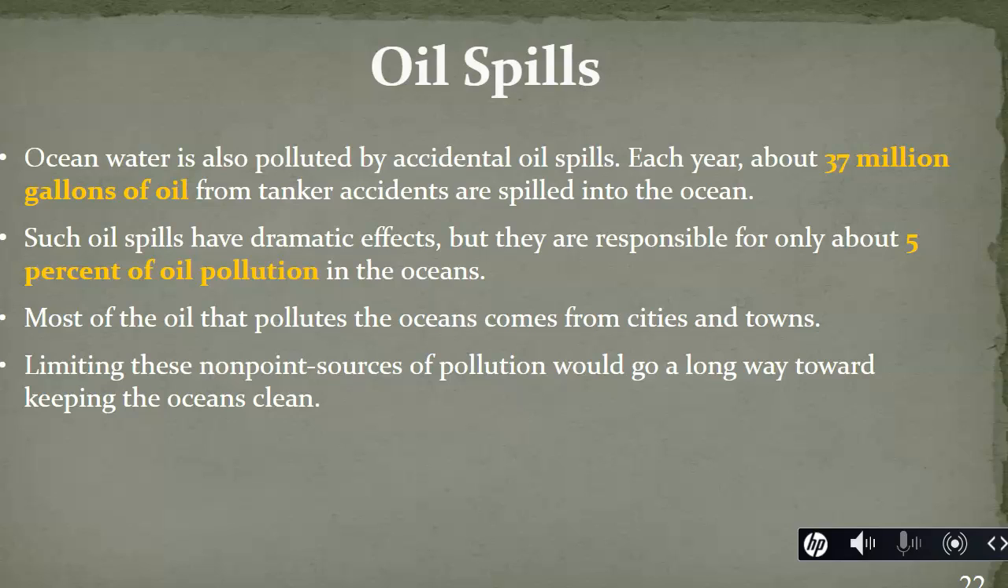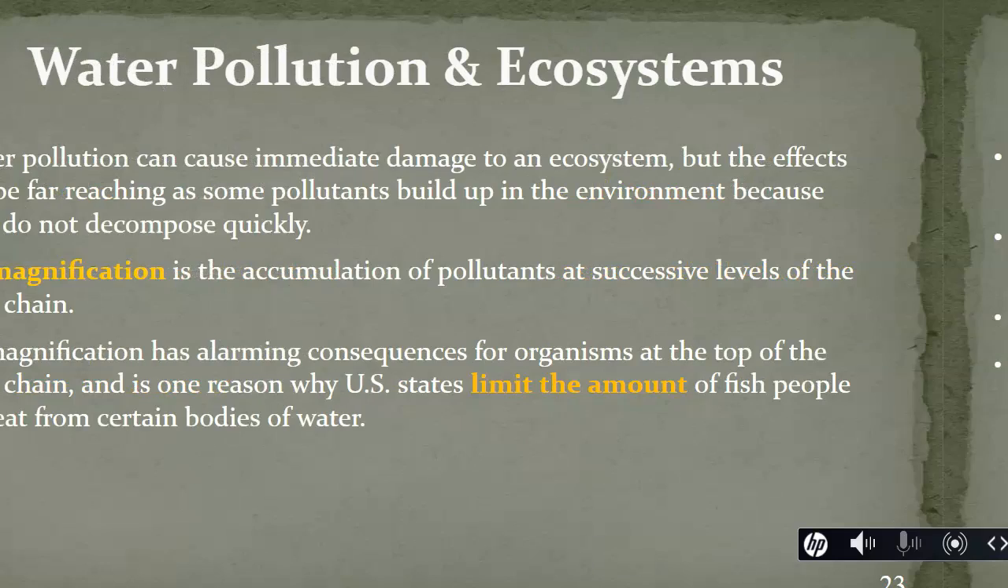Okay, ocean water is often also polluted when there are accidental oil spills. Okay, so we see big ones on the news, but each year there's about 37 million gallons of oil spilled into the ocean. Okay, and they can have dramatic effects, but they are only responsible for about 5% of the oil pollution in the oceans.